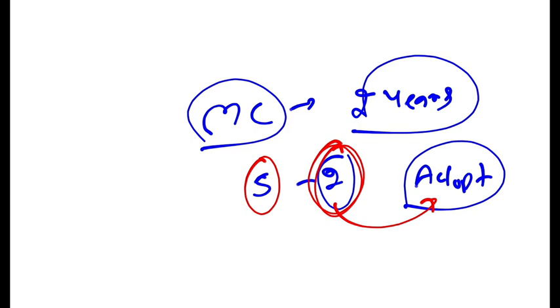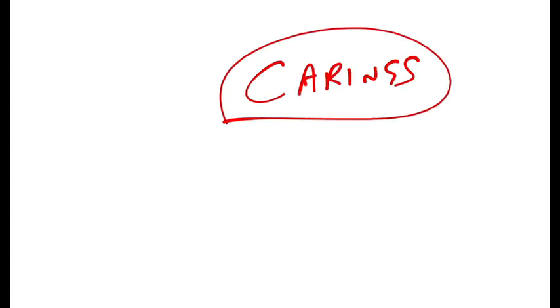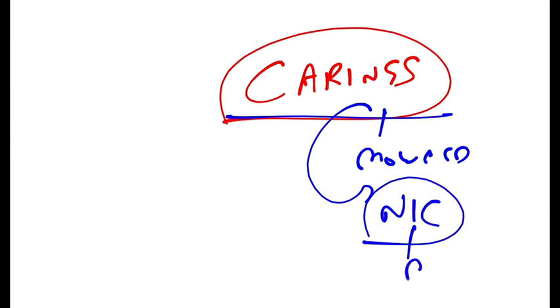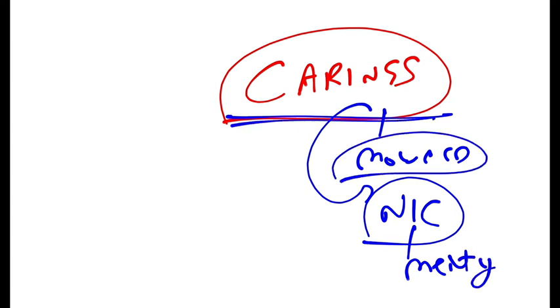And by the way, if you want to adopt a child, you have to register yourself on a portal called Carings Portal. Carings Portal means what? Carings Portal is a portal of the Ministry of Women and Child Development, and this portal was designed, developed and maintained by NIC, National Informatics Center, which works under the Ministry of Electronics and IT. But this is a portal of the Ministry of Women and Child Development. Caring stands for Child Adoption Resource Information and Guidance System. In short, Carings Portal.